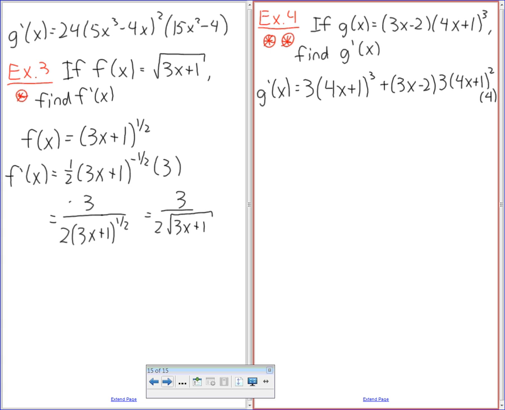Now, please be brave. This is starting to get heavy duty. Okay, there's a lot going on here. If you're just scribbling, that's okay. But think about what just happened there, okay? So 3x minus 2 changed to 3. 4x plus 1 cubed stayed the same. 3x minus 2 stayed the same. The derivative of 4x plus 1 cubed was 3 bracket 4x plus 1 squared times 4. Good? Okay, now for the mean part.